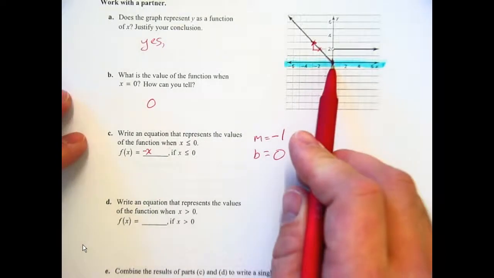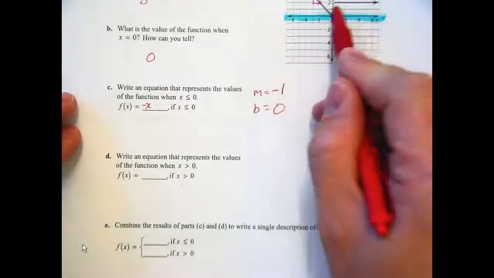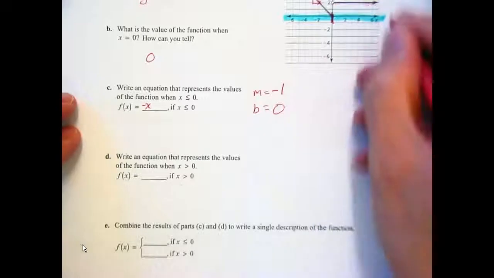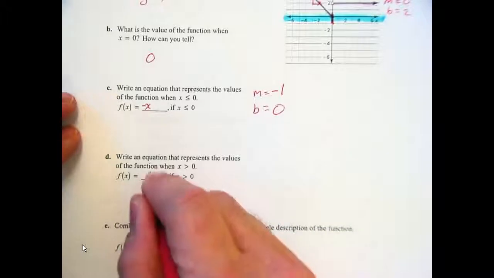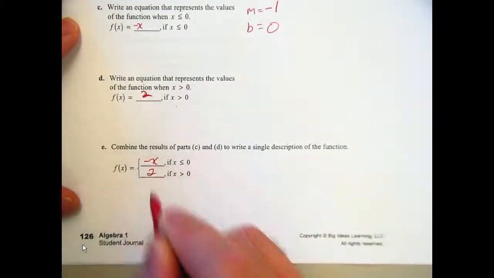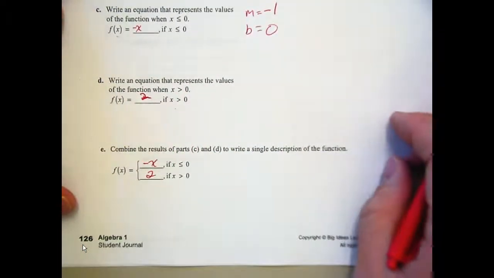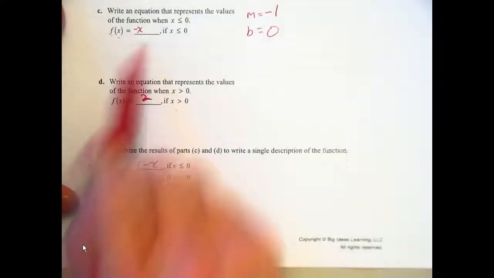When we go to greater than zero, what's our slope? Zero. And what's our y-intercept? Two. That is two. So y equals, or f of x equals two. All right, if we are combining the two, f of x. Relax for a minute. Okay. If we're combining the two, f of x equals negative x and f of x equals 2.